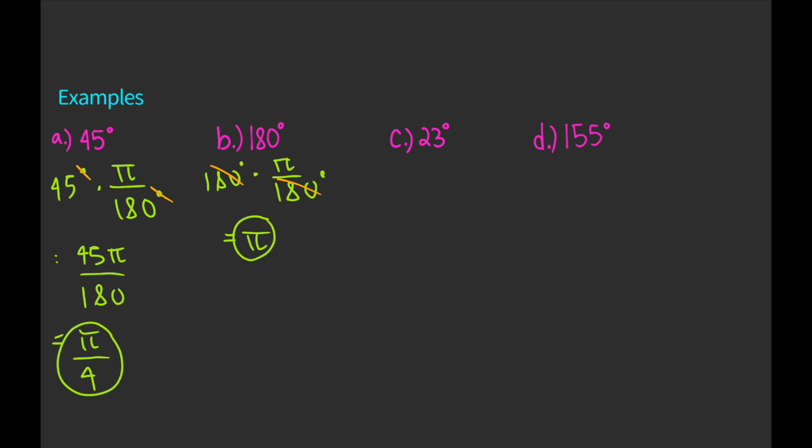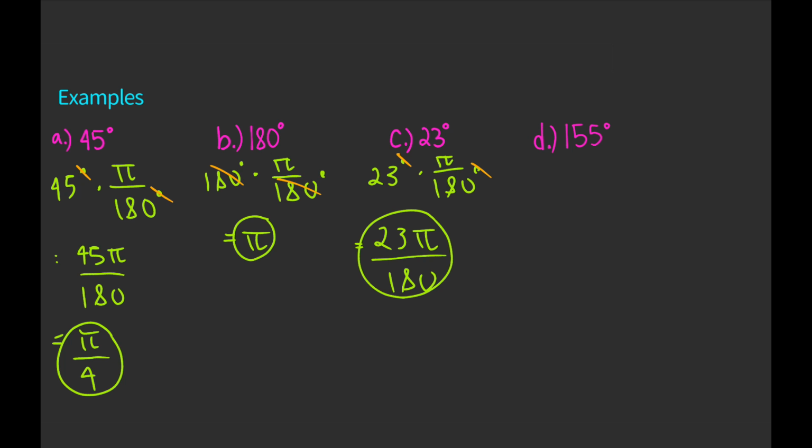Next, on to 23 degrees. We're going to do the same thing. 23 degrees times pi over 180 degrees. The degrees are going to cancel out, and we're going to be left with 23 pi over 180. And since we can't simplify any further, that is our answer. So 23 degrees equals 23 pi over 180.